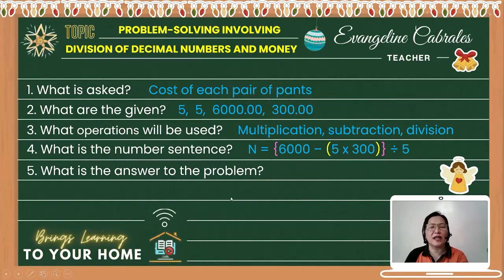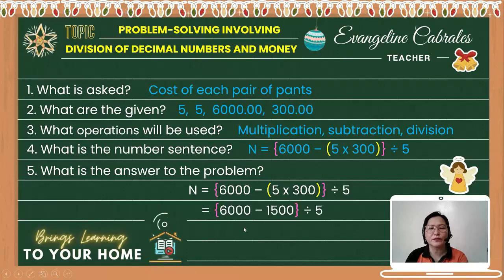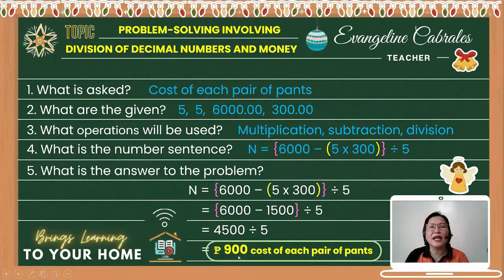So, what is the answer to the problem? Ano na ang presyo ng bawat pares ng pantalon? So, let us substitute or let us compute for the answer. So, 5 times 300 is 1,500. 6,000 minus 1,500 is 4,500 divided by 5. So, the answer is 900 pesos. That's the cost of each pair of pants.